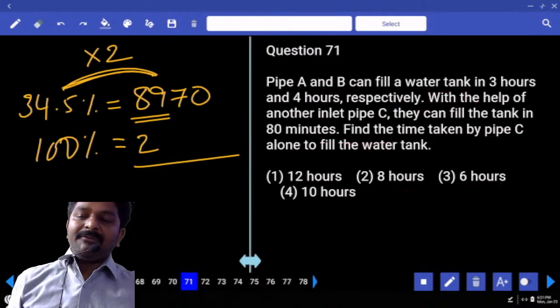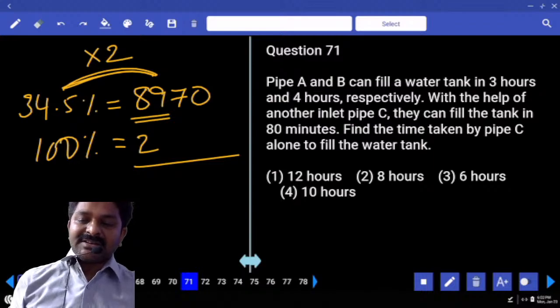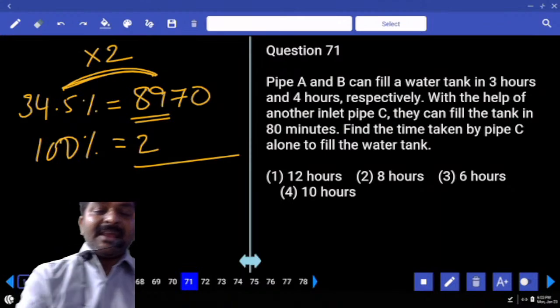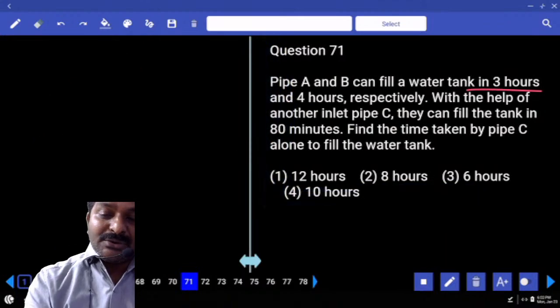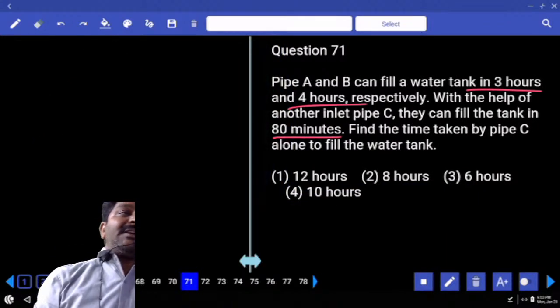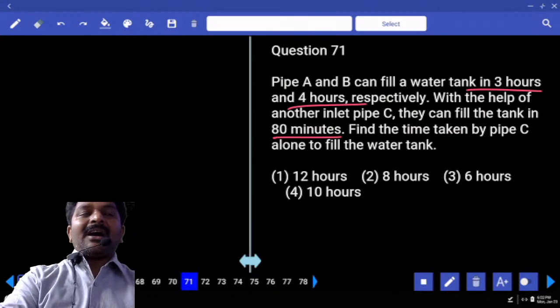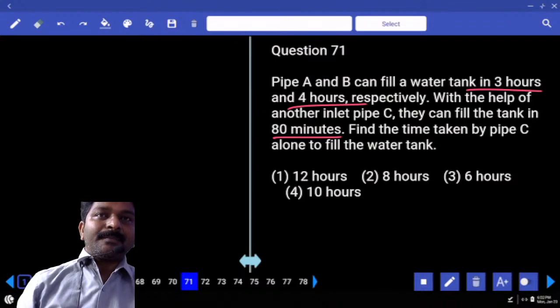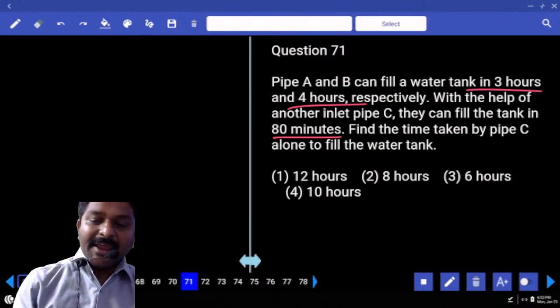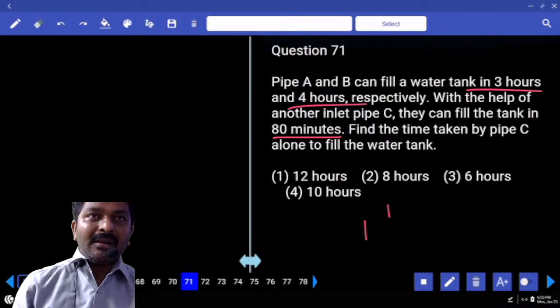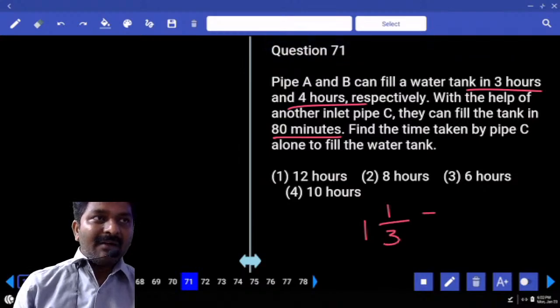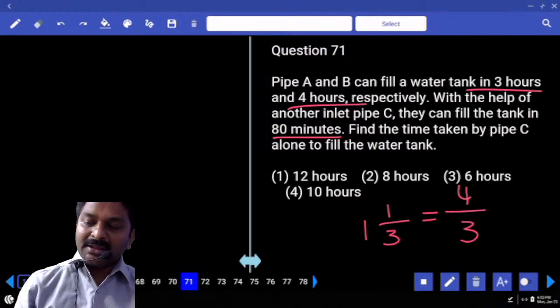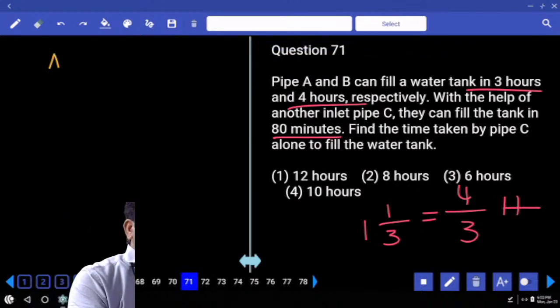Pipes A and B can fill a water tank in 3 hours and 4 hours respectively. With the help of inlet C, they fill the tank in 80 minutes. First 2 values are in hours and the last one is in minutes. Convert all together to either minutes or hours. Let's convert to hours. 80 minutes is 1 1/3 hours, which is 4 by 3 hours. So A alone, B alone, ABC.